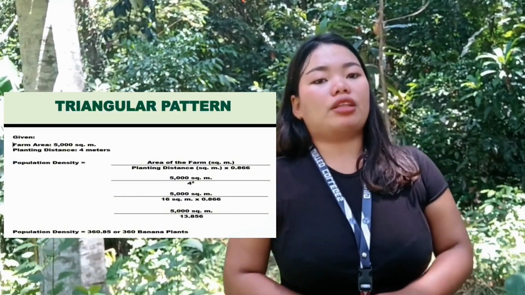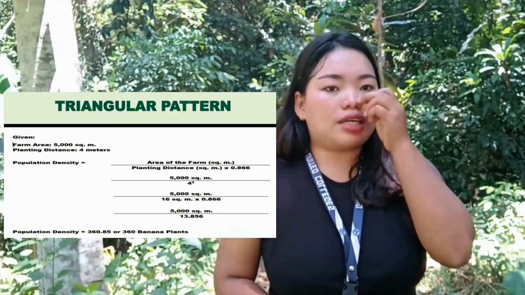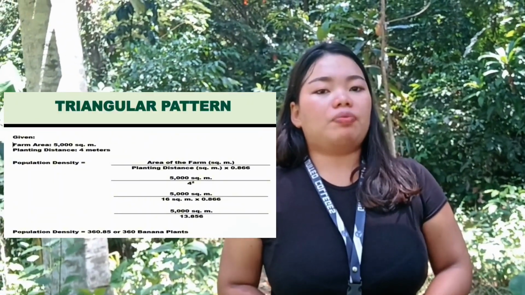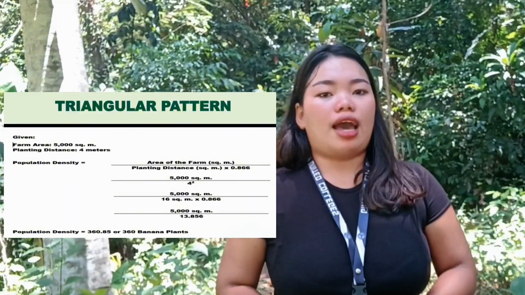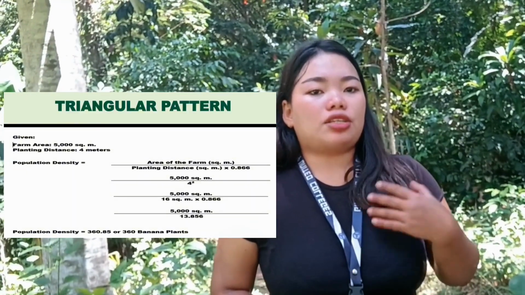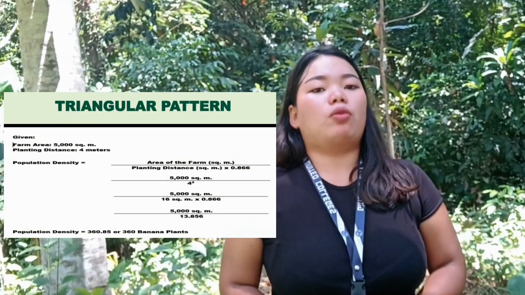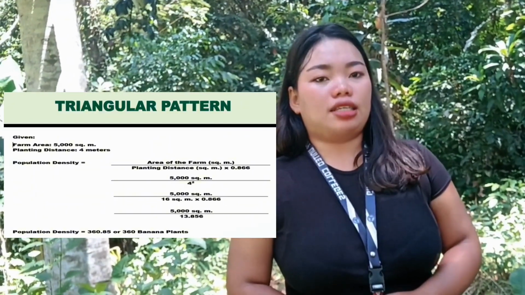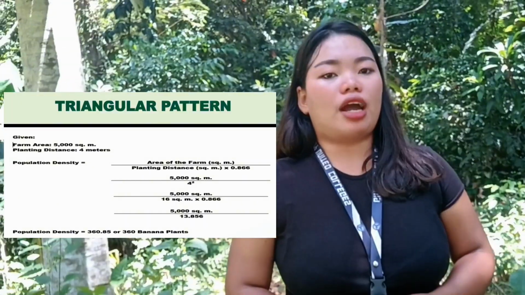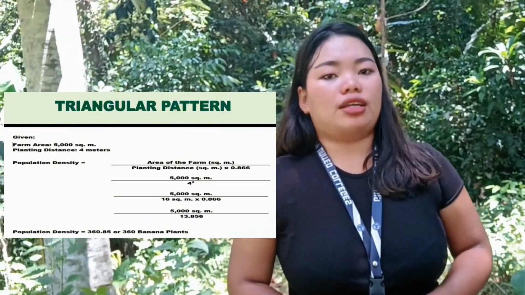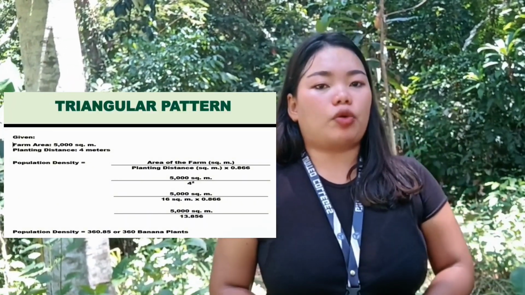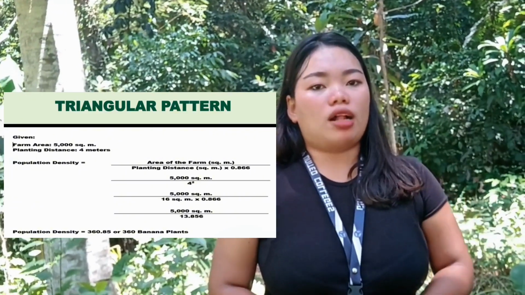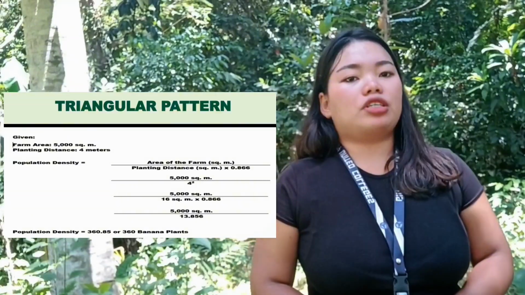So we square it first. 4 squared is equal to 16 square meters, which represents the area occupied by each plant in a square layout. However, since this is a triangular pattern, we adjust the formula by multiplying 16 square meters by 0.866. This factor is used because the triangular pattern allows more efficient use of space compared to the square pattern. So 16 square meters multiplied by 0.866 equals 13.856 square meters per plant.